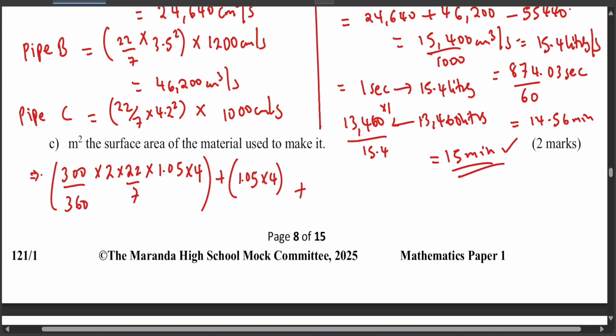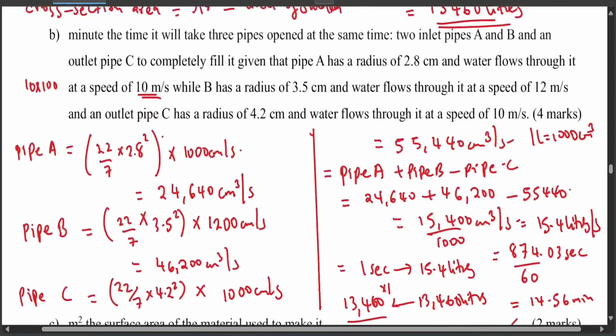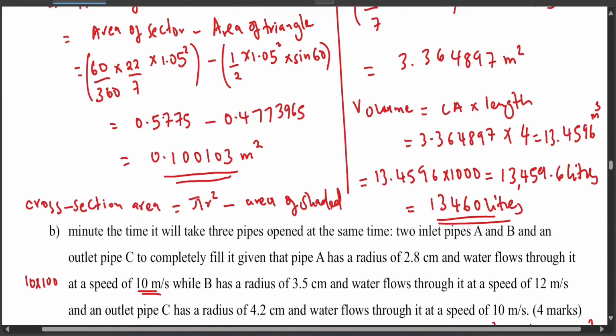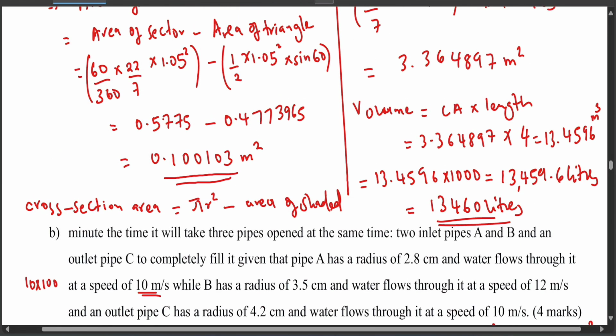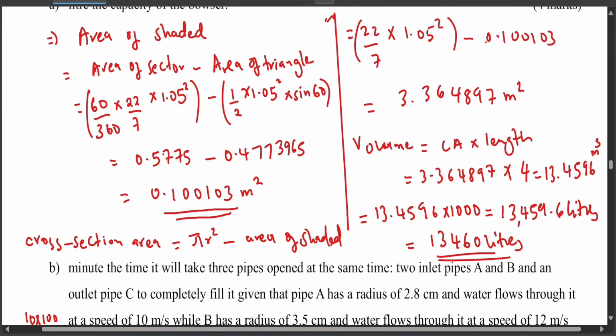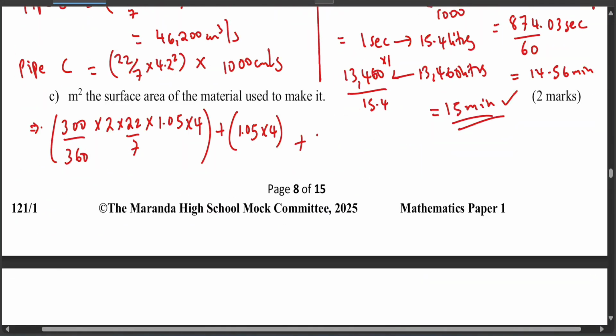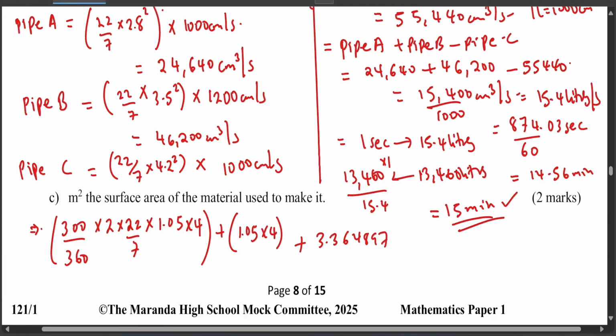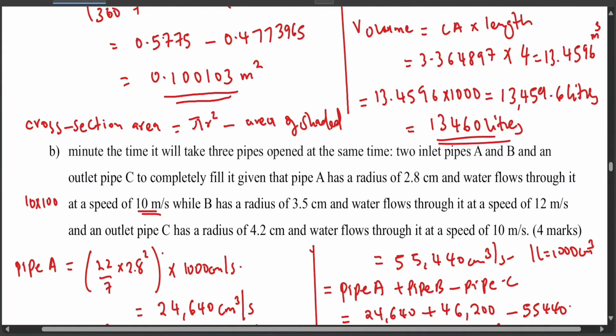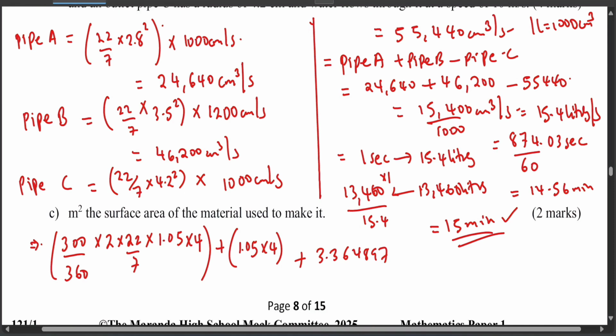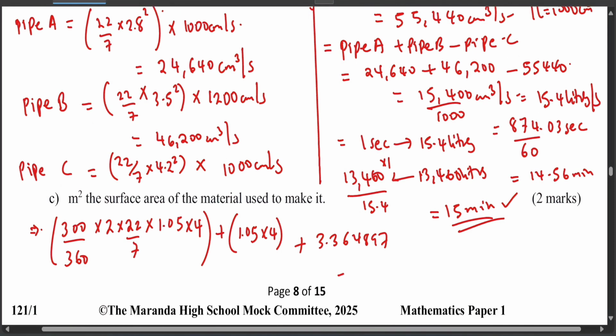So then you'll add to ile area ambayo tulipata ambayo ni 3.364897. Let me check if I'm correct. Yes, 3.364897. So now let's search for it.